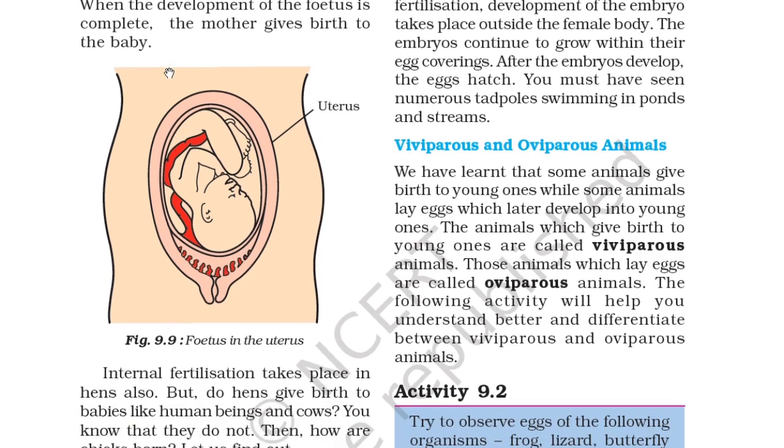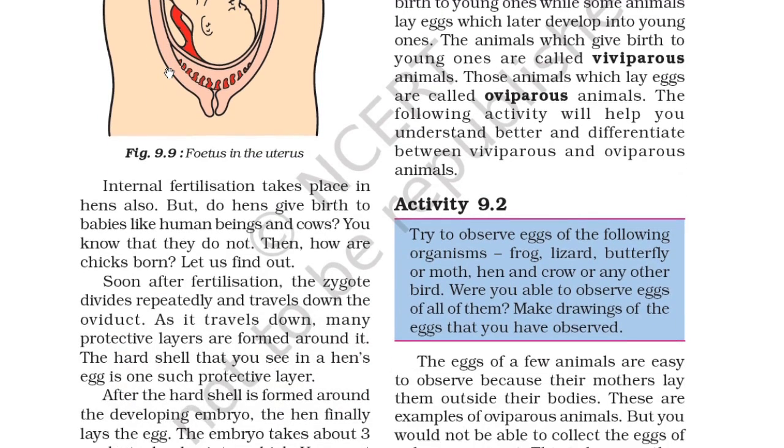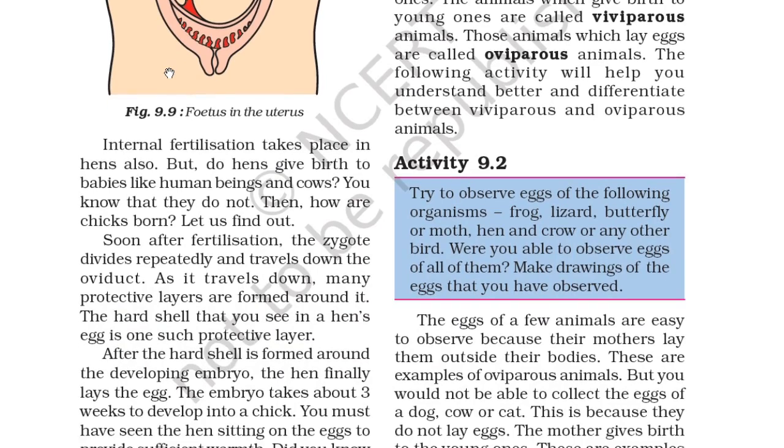We have learned that some animals give birth to young ones while some animals lay eggs which later develop into young ones. The animals which give birth to young ones are called viviparous animals. The animals which lay eggs are called oviparous animals. The following activity will help you to understand better and differentiate between viviparous and oviparous animals.